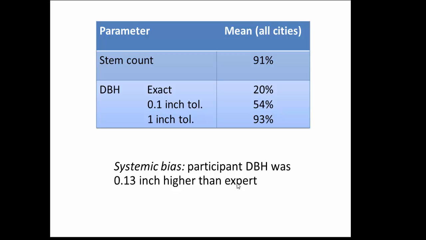So the DBH agreements on the actual measurements below are just for trees that everyone agreed was single stem. So the trees were measured to the nearest 10th inch, and there was an exact agreement 20% of the time. Within a 0.1 inch tolerance of the expert level, that was 54% of the time, and within a 1-inch tolerance, that was 93% of the time. So this is very promising, especially for management applications where a 1 inch tolerance is fine for many direct management applications. However, I should point out there was a systemic bias. It was small, but it was there. The participant DBH was a little over 1/10 of an inch higher than the expert on average.